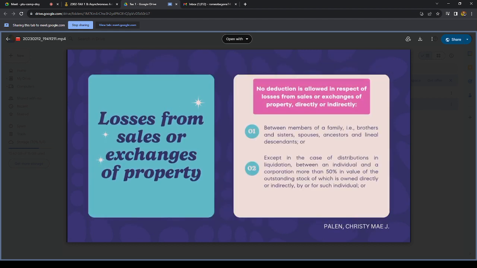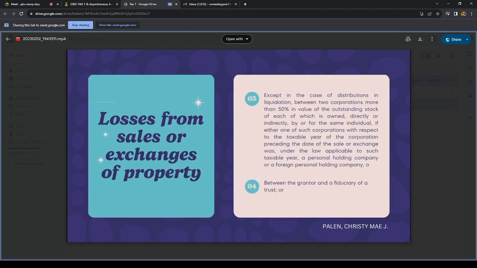No deduction is allowed in respect of losses from sales or exchanges of property, directly or indirectly, between members of a family, brothers and sisters, spouses, ancestors, and lineal descendants, or except in the case of distribution and liquidation between an individual and a corporation more than 50% in value of the outstanding stock of which is owned directly or indirectly by or for such individual.